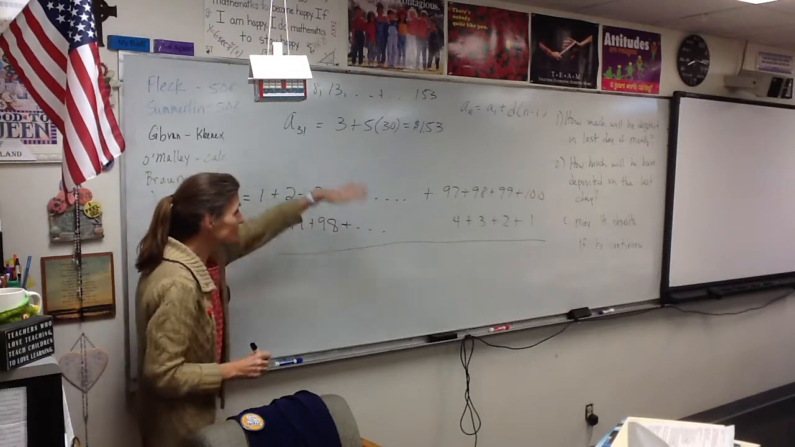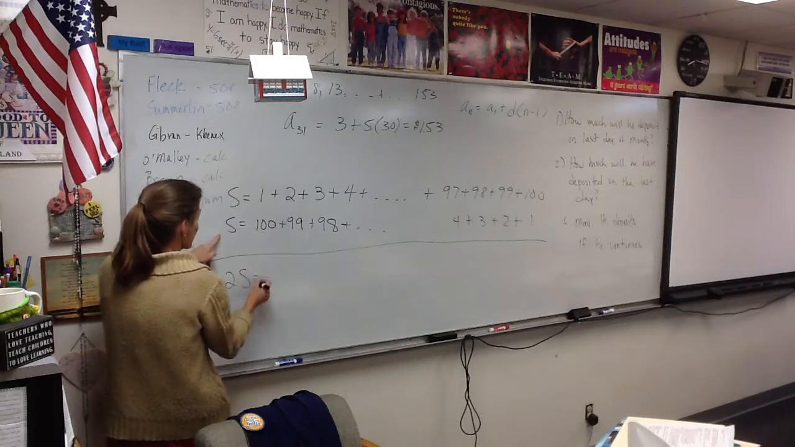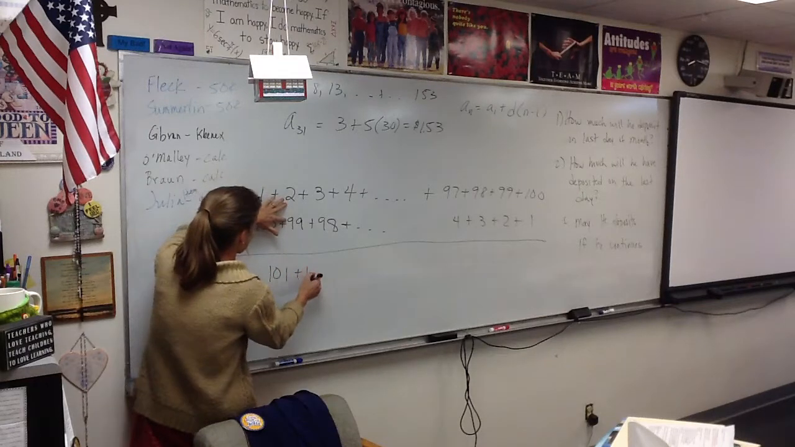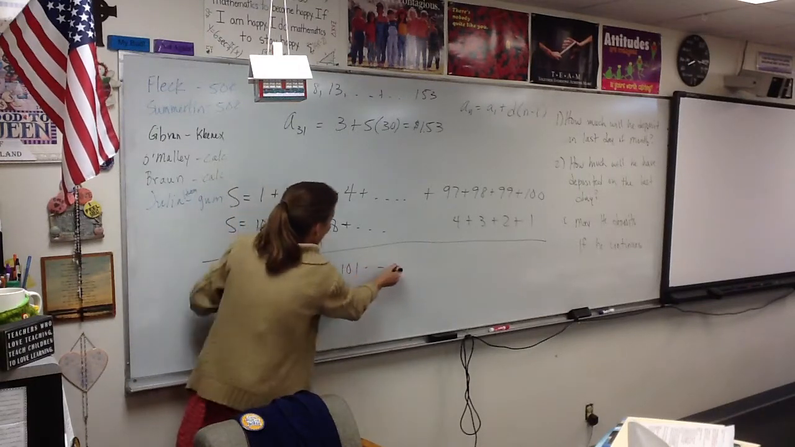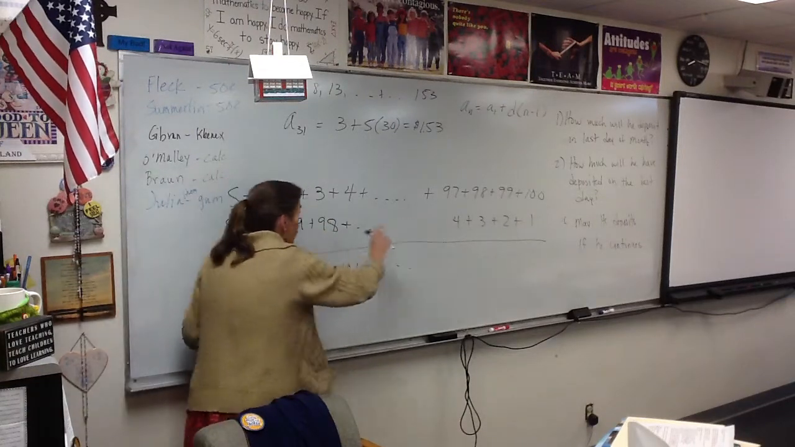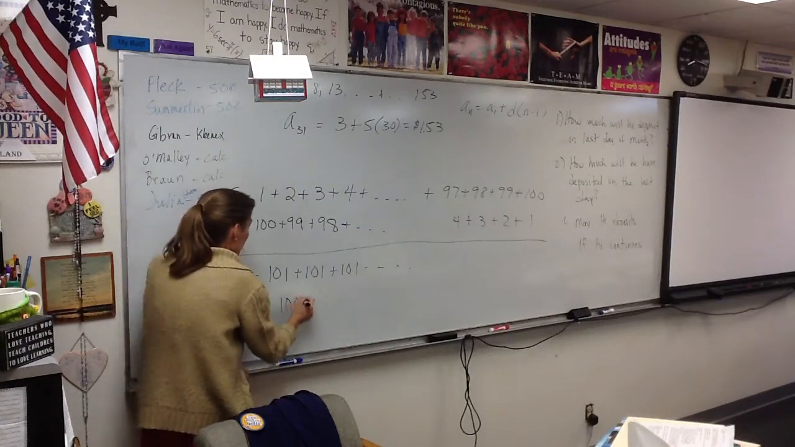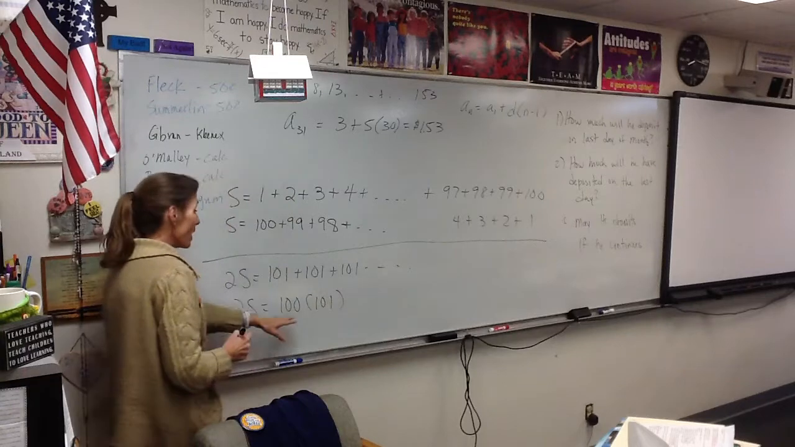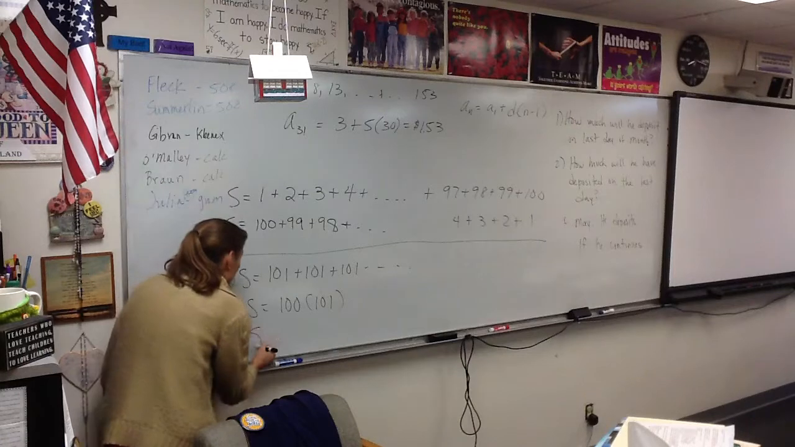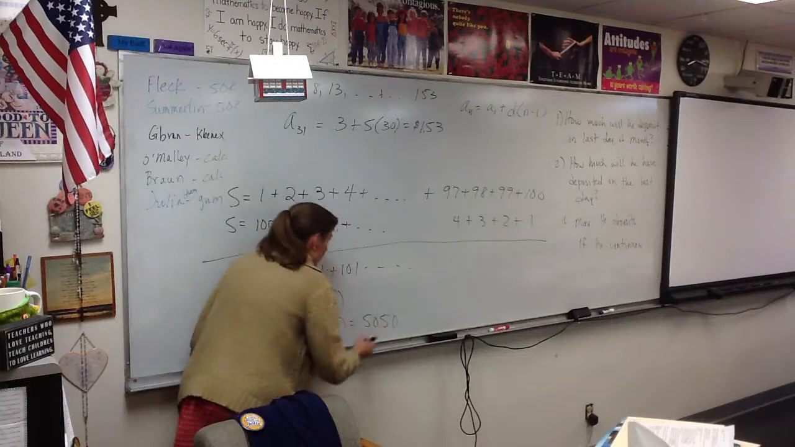If I were to add these two sums together vertically, each of the little terms, when I add, will be 101. How many 101s will there be? No, there'll be 100 of them. There'll be 100 101s. But 100 of the 101s is 2 sums, so 1 sum would be 50 101s. And so the answer is 5050.